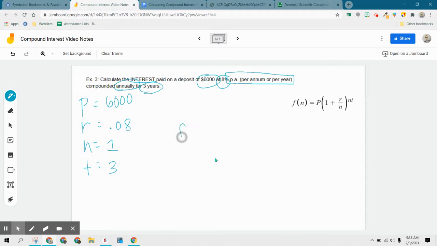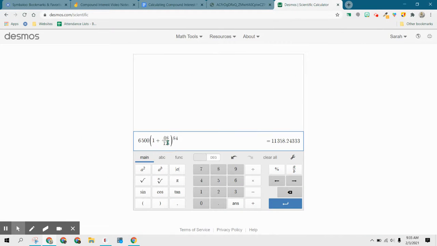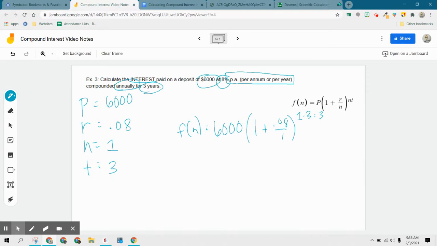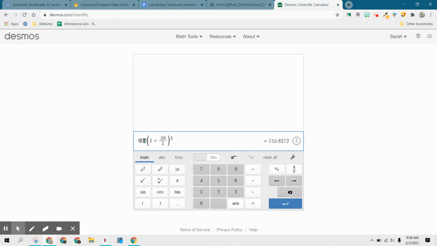All right, so in your equation, which hopefully you already have written out here, you should have 6,000, 1 plus 0.08 divided by 1. And then here is going to be 1 times 3, which of course we know equals 3. So we'll plug that into our scientific calculator and see what we get as our total. Okay, so actually this is really easy for me to change here. I'm just going to change my denominator to a 1 and change my exponent to a 3. And that's, oh wait, what was the initial investment? $6,000. I do need to slightly change my initial investment there.